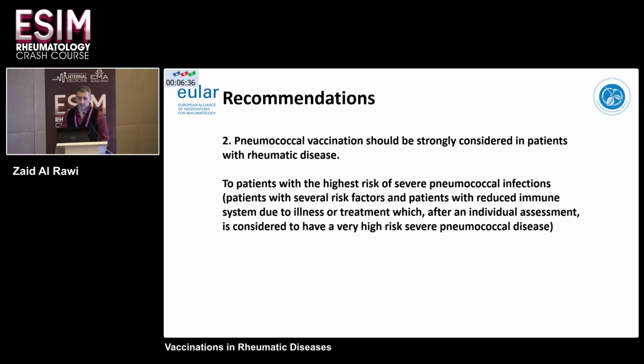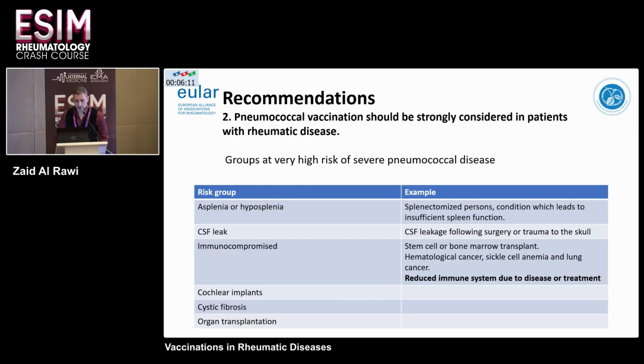The second vaccine is the pneumococcal vaccine. This should be strongly considered in patients with rheumatic disease, especially patients with the highest risk of severe pneumococcal infections, patients with several risk factors, and patients with a reduced immune system due to illness or treatment, who after an individual assessment are considered to have a very high risk for severe pneumococcal disease, which is usually all our patients. So this is a group of the very high risk.